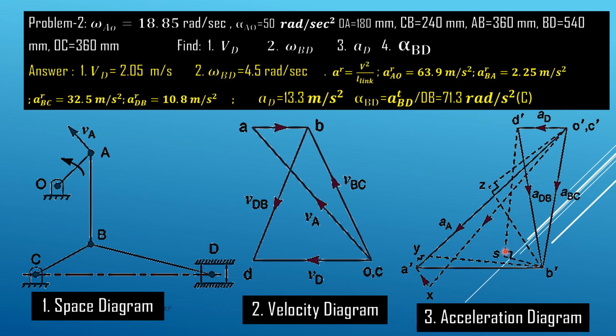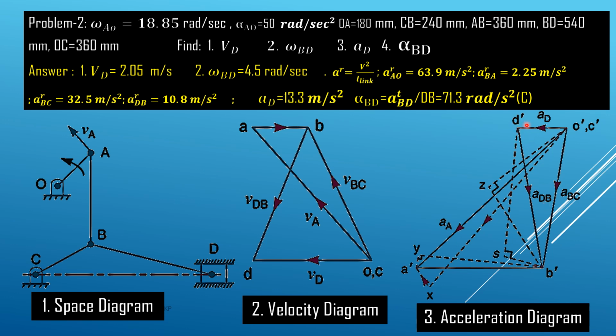We do not know where this line is intersecting the other lines, but we know that because D has a slider, it also has a velocity along CD, and it also has an acceleration along CD. So from this C dash point we draw a horizontal line, the line along CD, and where these two lines meet, the line extending from S and the line coming from CD, there we get point D dash. So we join D dash and B dash. This D dash B dash line will represent the acceleration of D with respect to point B.